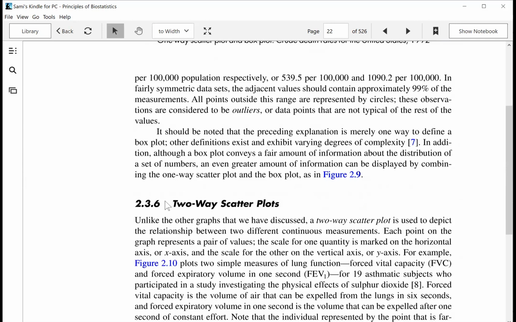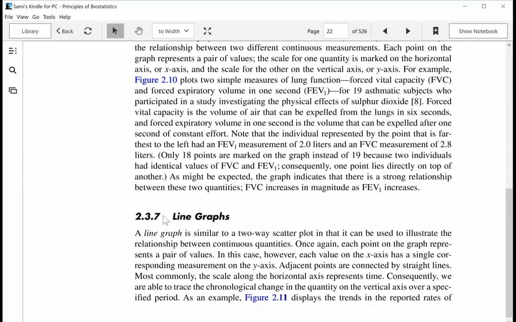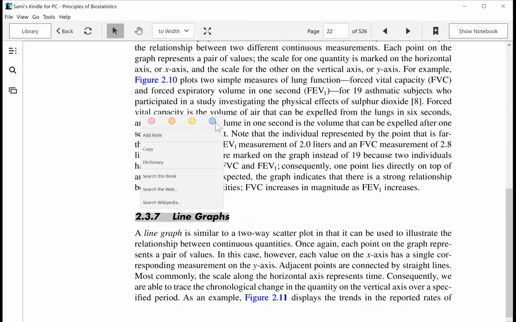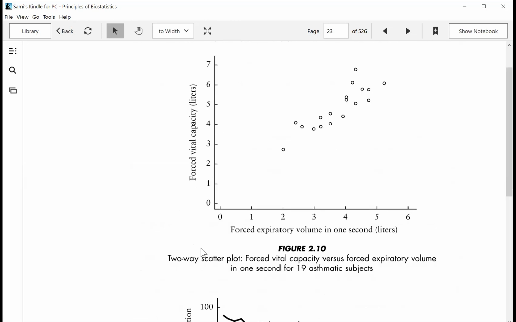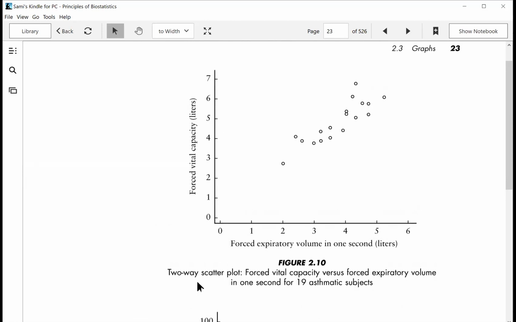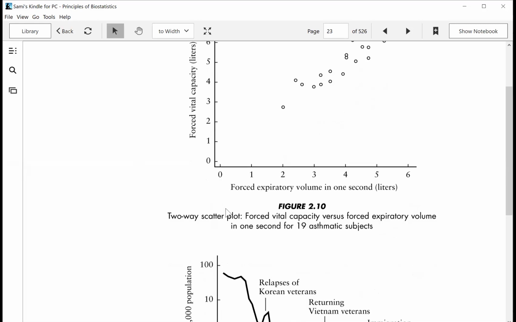And then you've got two-way scatter plots and line graphs. Here is a two-way scatter plot showing the forced expiratory volume in 1 second versus the forced vital capacity in liters. These are pulmonary function tests in asthmatic patients, and this is called a two-way scatter plot.